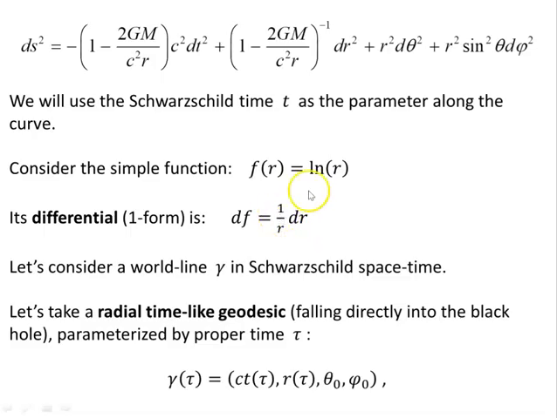So it was easy to choose the natural log of r. Let's consider a world line gamma in Schwarzschild space-time. So that's the point of this argument here. So let's take a radial time-like geodesic.